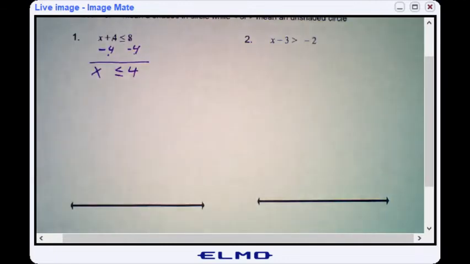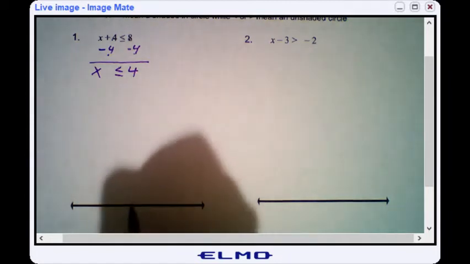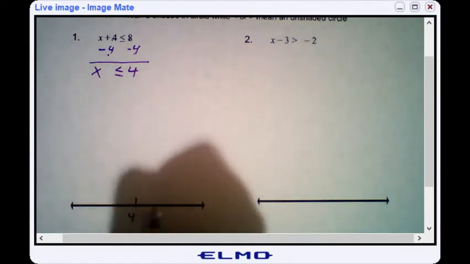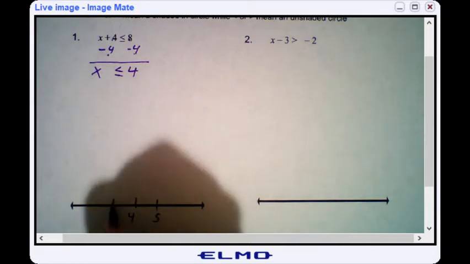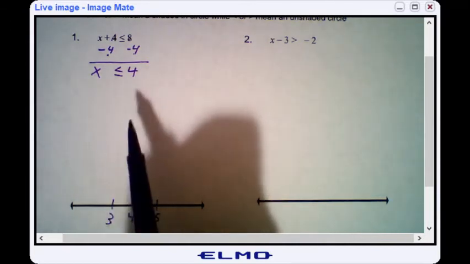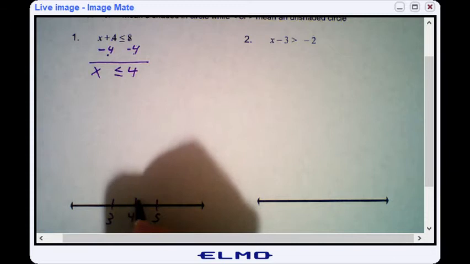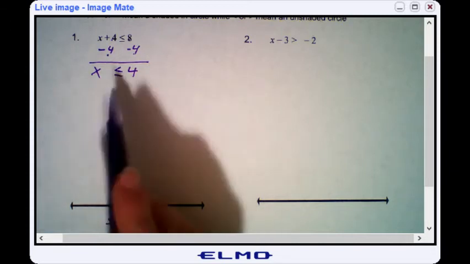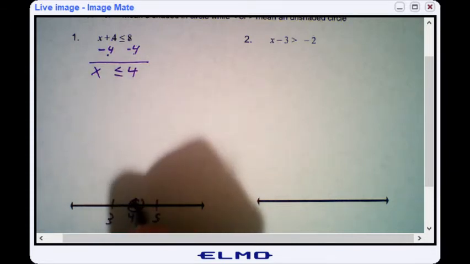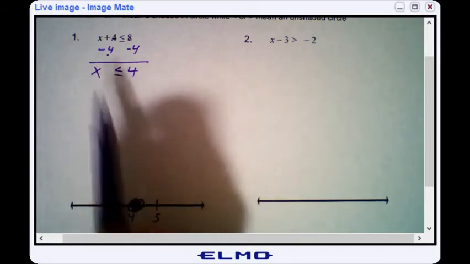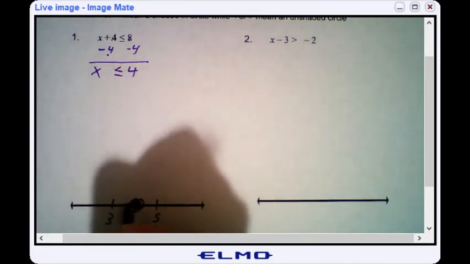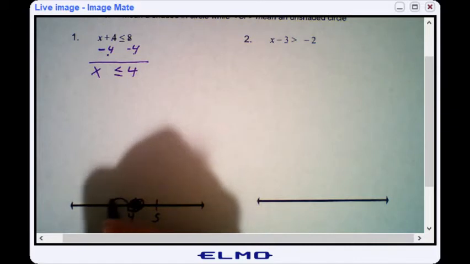Sometimes you'll be given a number line, and other times you're going to make your own. So I'm going to put 4, 5 is bigger, 3 is smaller. At 4, I'm going to have my circle. Because I have an equal to, it's going to be shaded. And then x is less than, it's smaller. 3 is smaller than 4, so I'm going to go to the left.